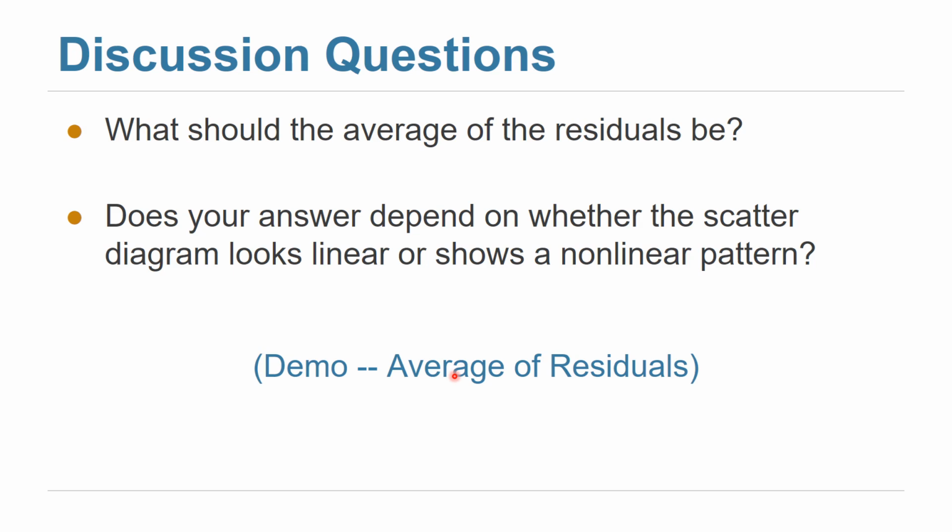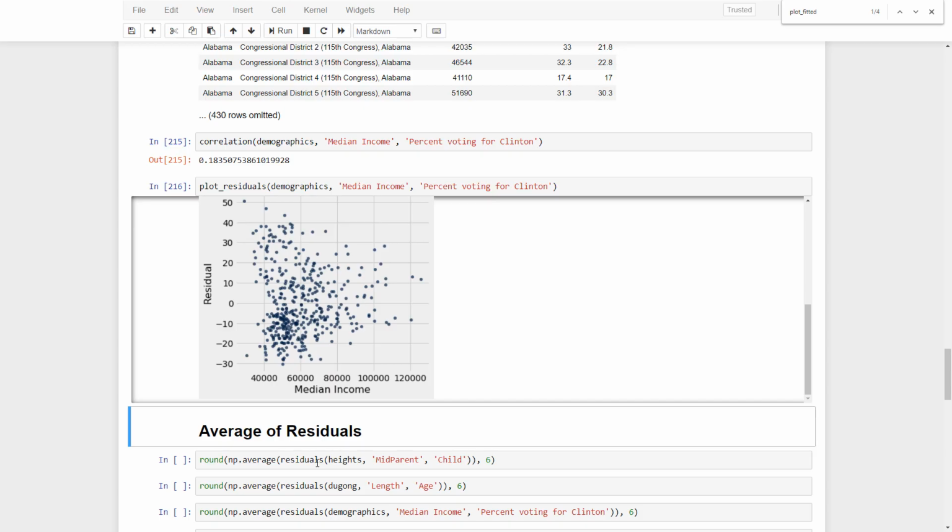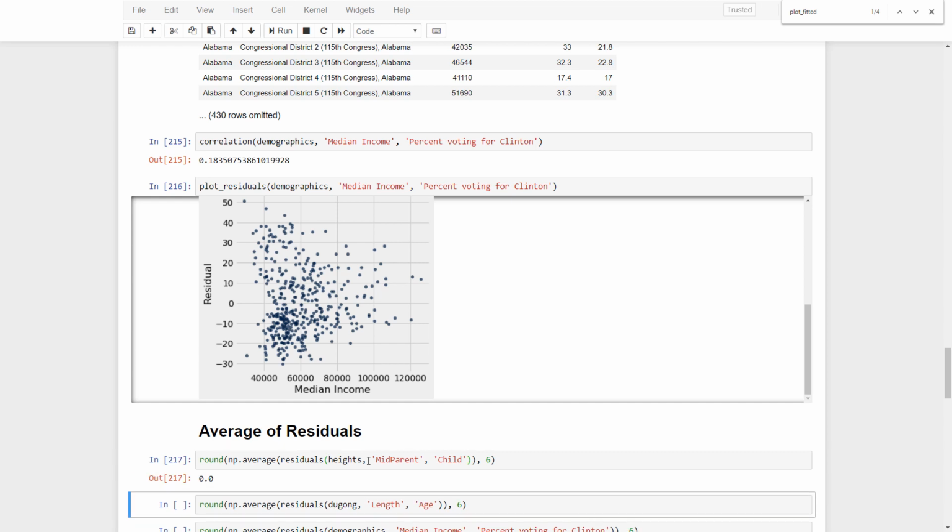Let's see by a demo. So let's try to answer this question by looking at different data sets. So let's compute the average of the residuals of the heights data set.